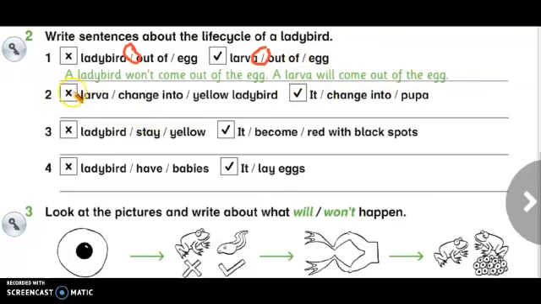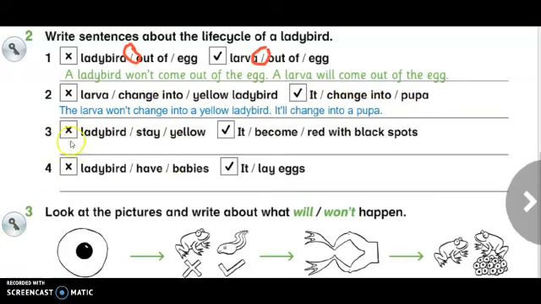Here we have a cross and we have to use won't. Firstly, we have to begin with the larva. The larva won't change into a yellow ladybird. This is the first sentence, and we have to complete it by using will. It will change into a pupa.